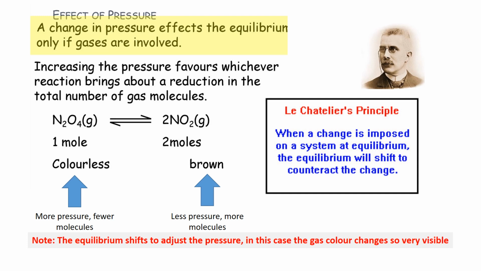Now this will only happen if all of the reactants and the products are gases. If you've got any reactants or products that are solids or liquids, this will not work. Because if you remember, you can't actually change the pressure on a liquid. Okay, they're incompressible, but gases are compressible, which is why it has to be gases.